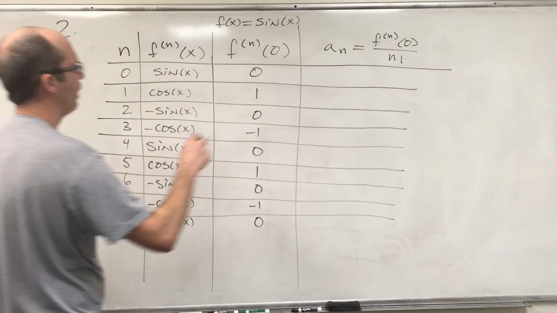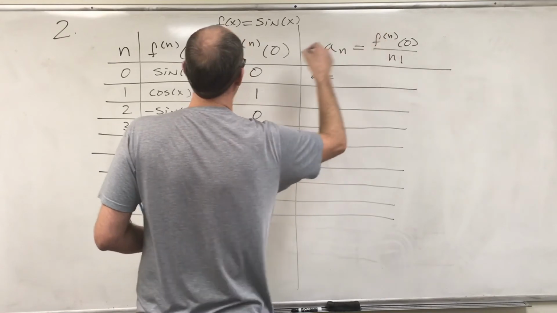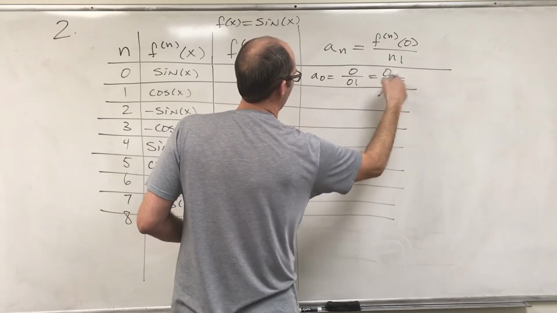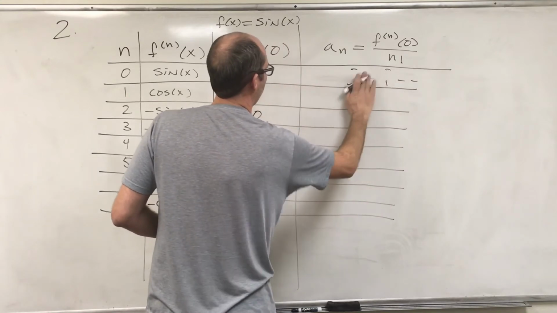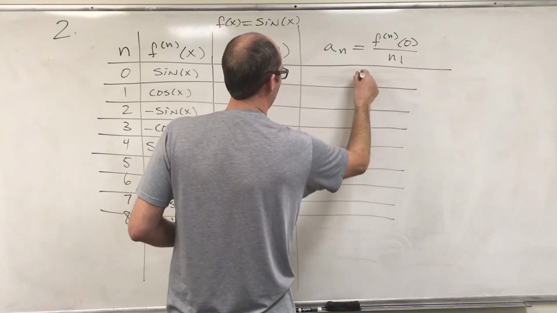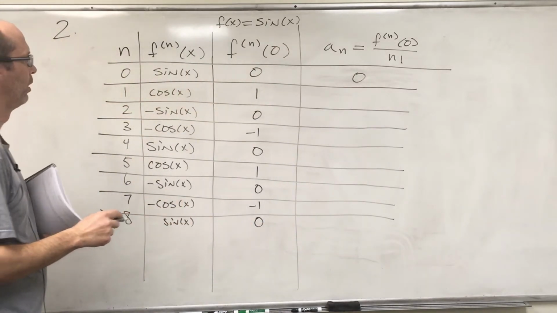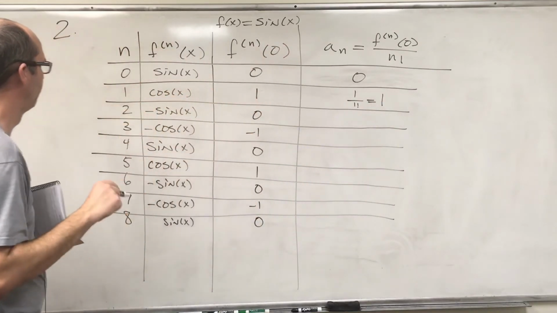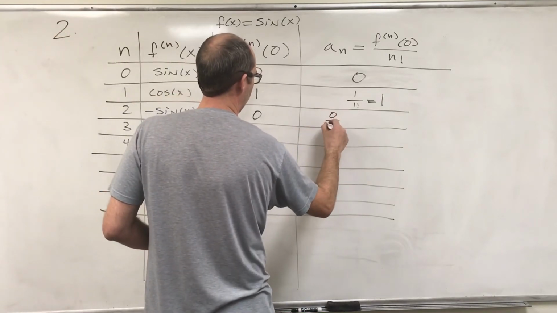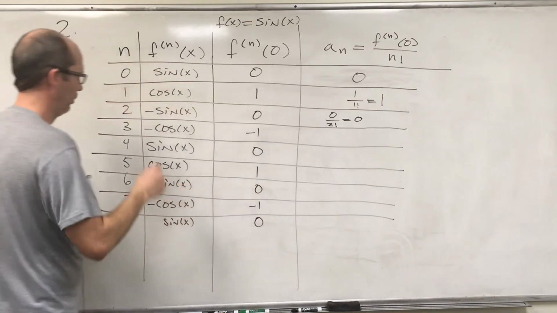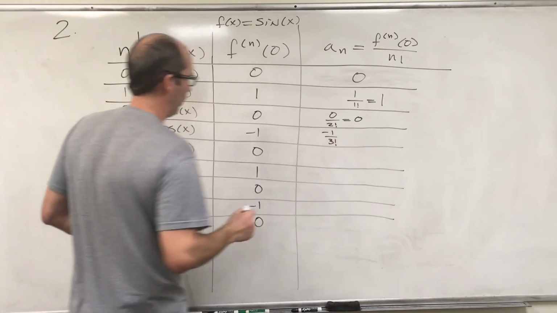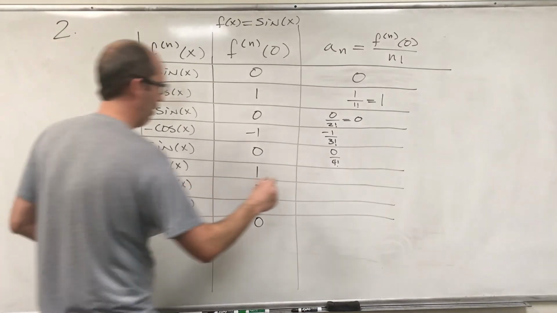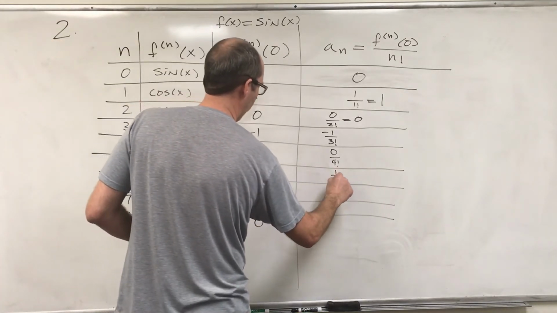All right, so a0 is fn of 0, which is 0 over 0 factorial, which is 0 over 1, which is 0. So here we have 0. Here we have 1 over 1 factorial, otherwise known as 1. 0 over 2 factorial, or 0. Negative 1 over 3 factorial. 0 over 4 factorial. Then 1 over 5 factorial.